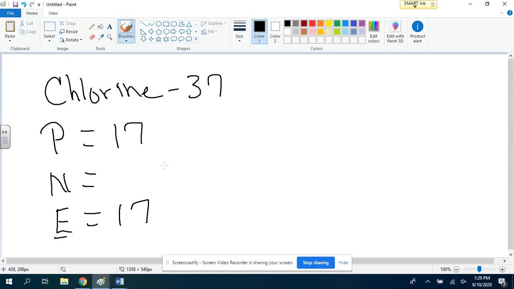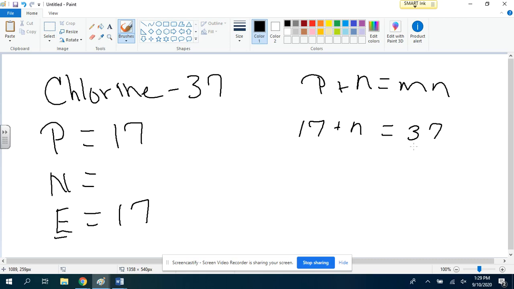Now, to find the neutrons, remember, this is your mass number. It's in hyphen notation. Mass number is protons plus neutrons. That's how you get it. Well, in this situation, you already have your mass number. It's 37, okay? You also know your number of protons now. So the only thing you don't know is your number of neutrons. So hopefully you can tell that you would simply subtract these two to get that. So 37 minus 17, which would leave you 20 neutrons. Okay, so that's how you would figure all that out.